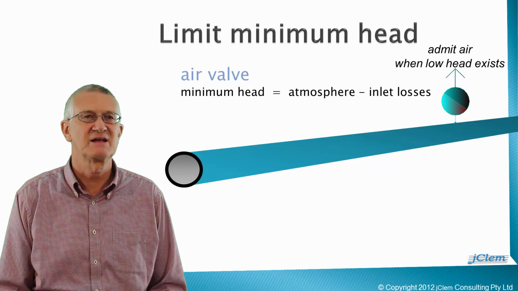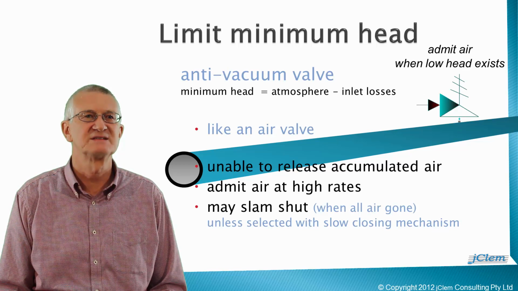Air valves and anti-vacuum valves limit the minimum head by dumping air into the pipeline. When the fluid pressure rises again at an air valve location, air valves tend to close without causing grossly significant pressure transients of their own. When the fluid pressure rises again at an anti-vacuum valve location, anti-vacuum valves can slam shut and create damaging pressure transients of their own, unless the anti-vacuum valve incorporates a slow closing mechanism.